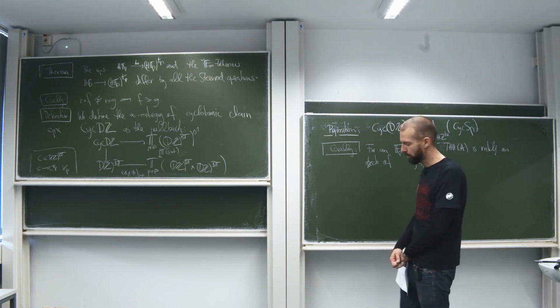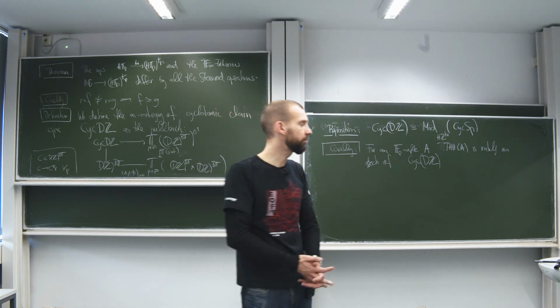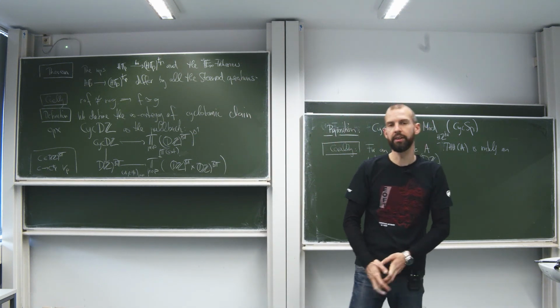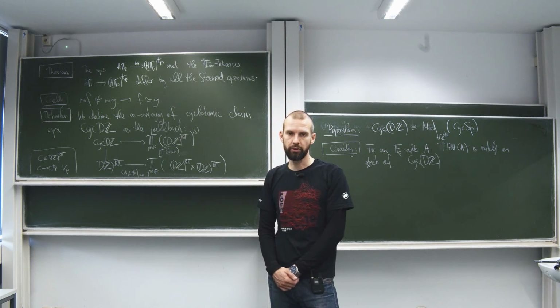Okay, so that was as much as I wanted to say about abstract consequences from the calculation of TC-FP. In the next video, I'm going to compute TC for perfect rings of characteristic P.